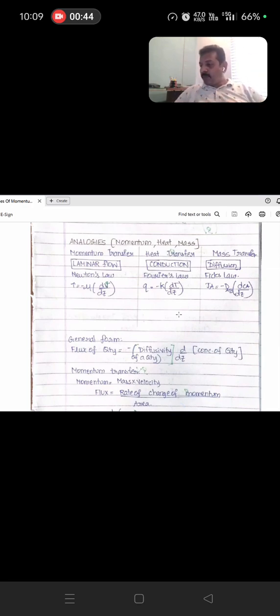Okay, momentum flux or shear stress. This is heat flux, and this is what you call a mass flux. Okay, J is equal to minus D_AB dC by dz.